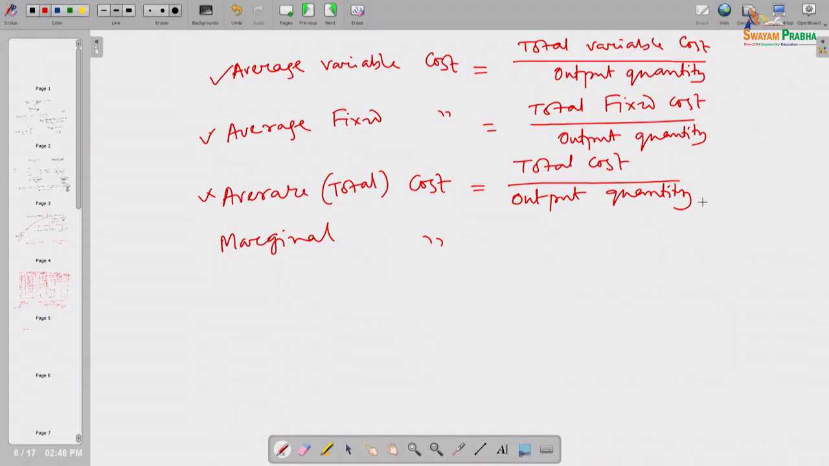So, what is the marginal cost? Marginal cost will be the change in total cost due to change in output. Per unit change in output, what is the total cost the producer is incurring? That kind of, so four alternative concepts you can bring into the picture. Now, we will draw certain diagrams to conceptualize these things or to represent whatever we have discussed so far.